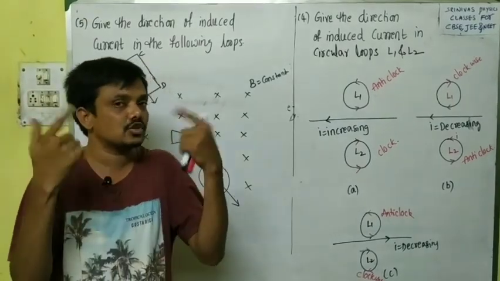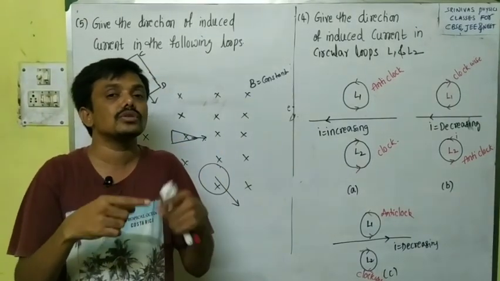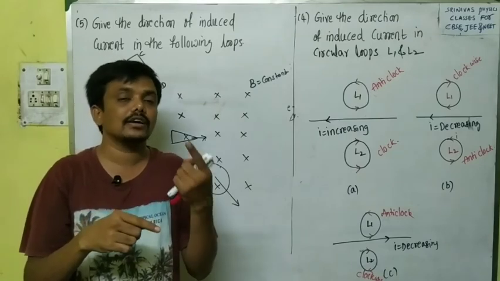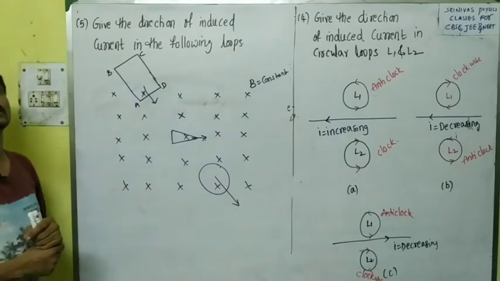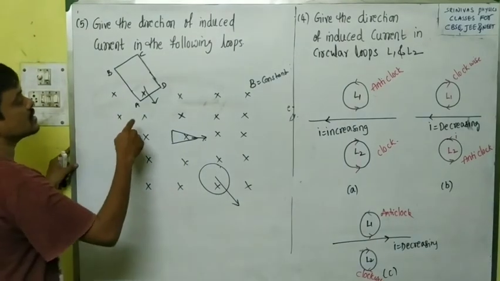If the field increases, it should be opposed. For that, an induced current generates in such a way that it opposes the change in flux, meaning the change in field.